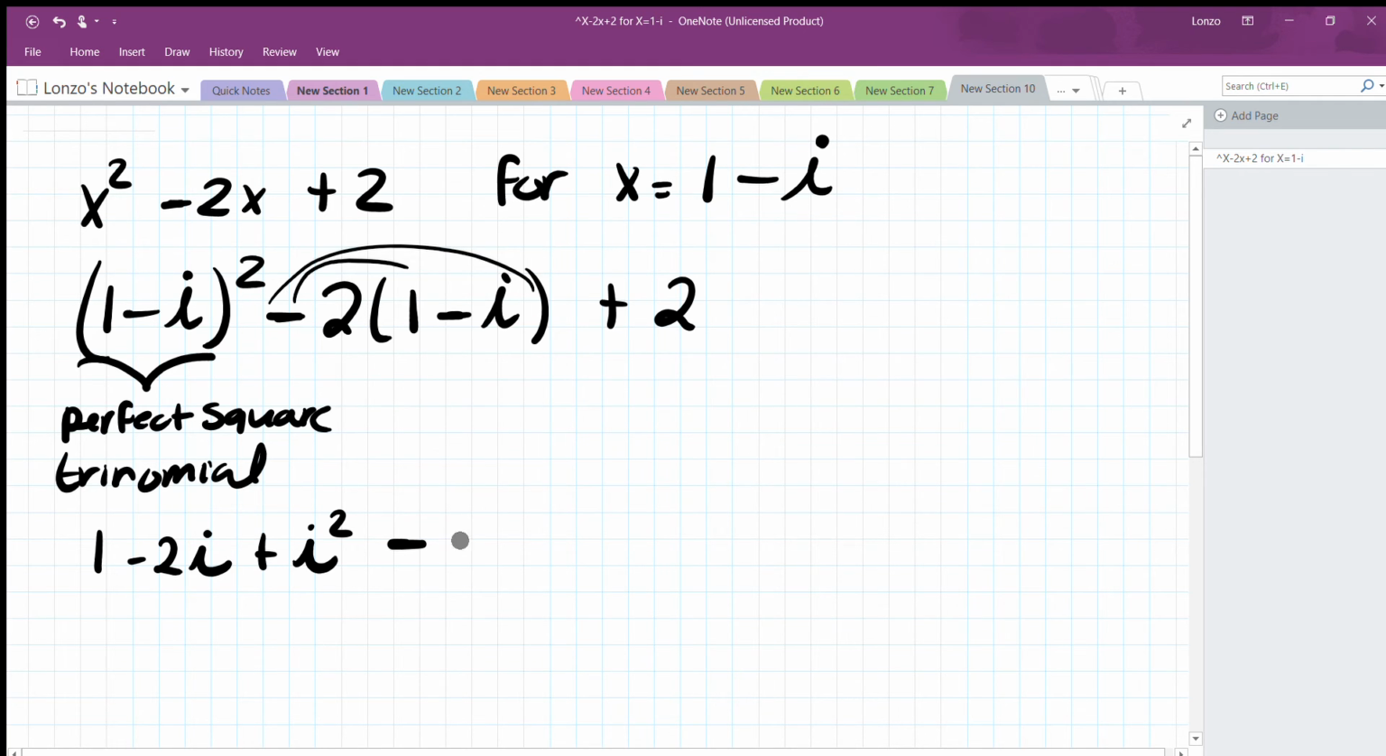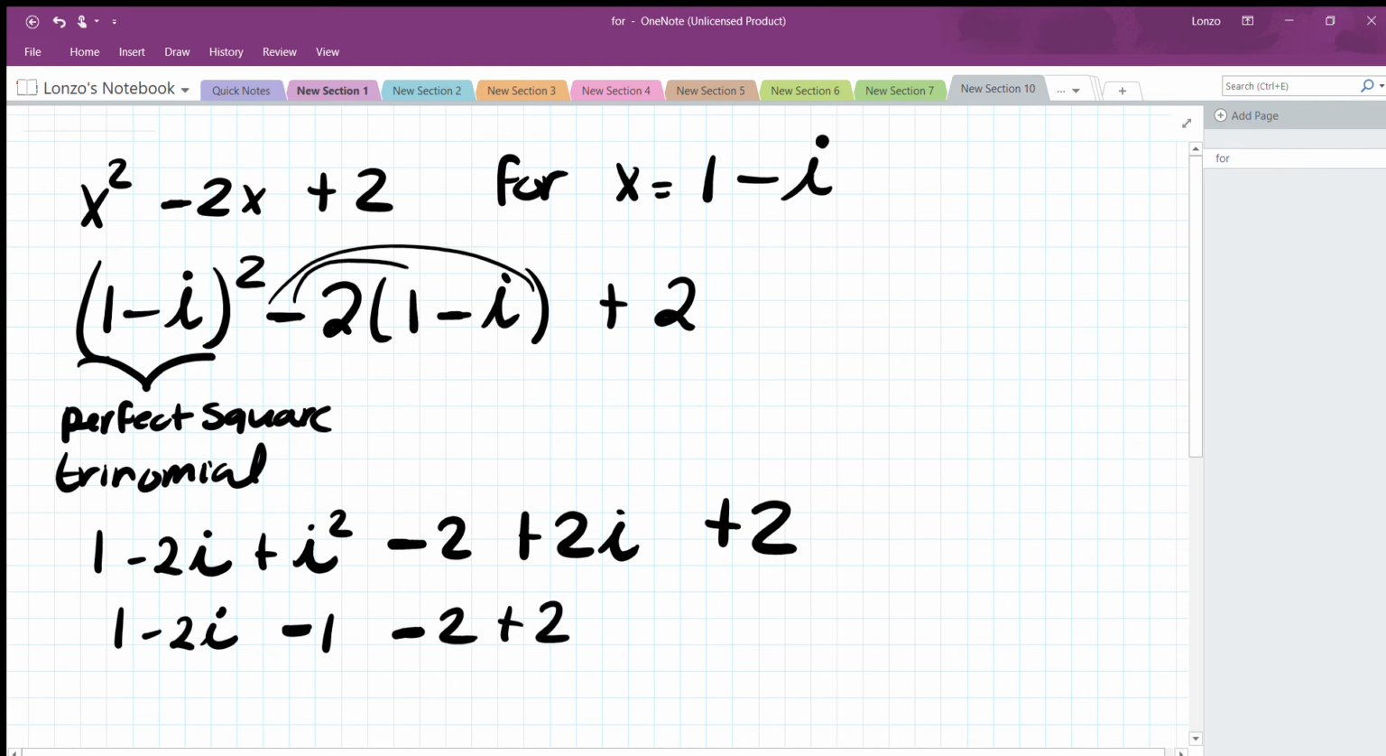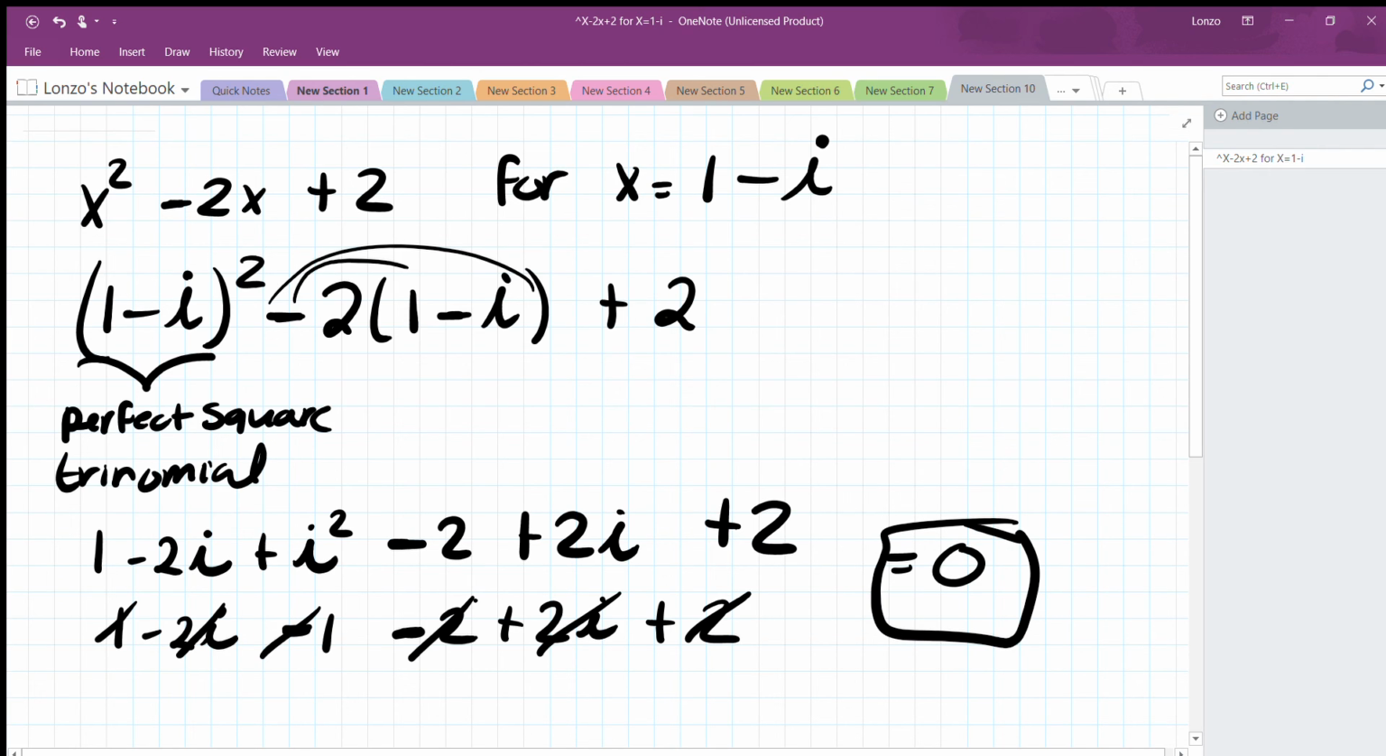Now just distribute this negative 2. Negative 2 times negative i is positive 2i, and then plus 2. We know that i squared is negative 1. Bring down 1 minus 2i minus 2 plus 2i plus 2. Let's see if anything cancels. The 2 and negative 2 cancel, the 2i and negative 2i cancel, and the 1 and negative 1 cancel as well. So you're left with nothing. You're just left with 0. Okay, so that wraps it up for this section.